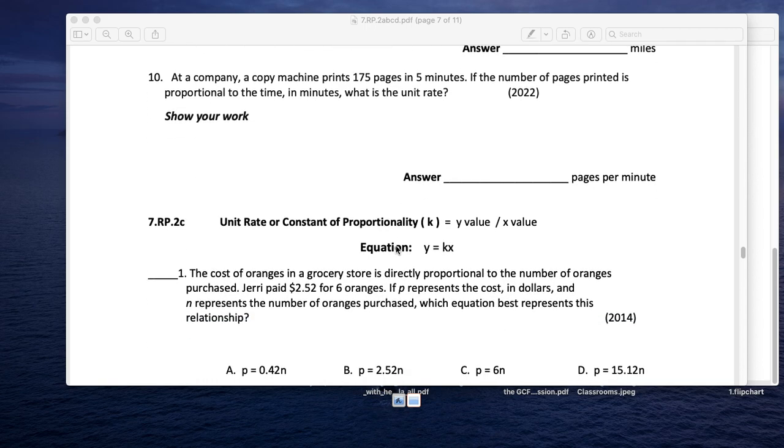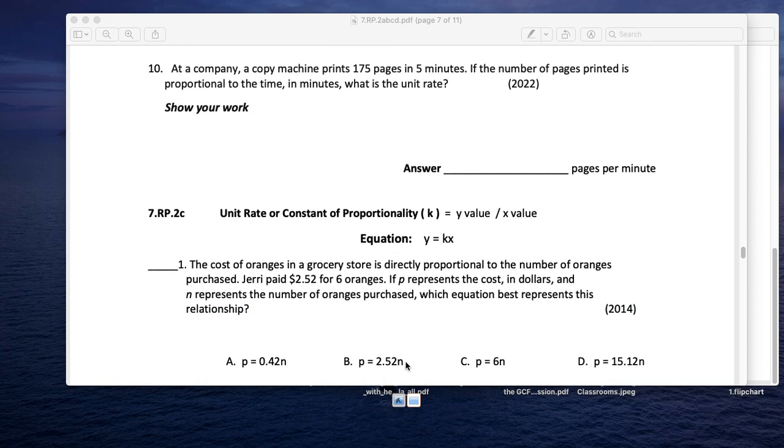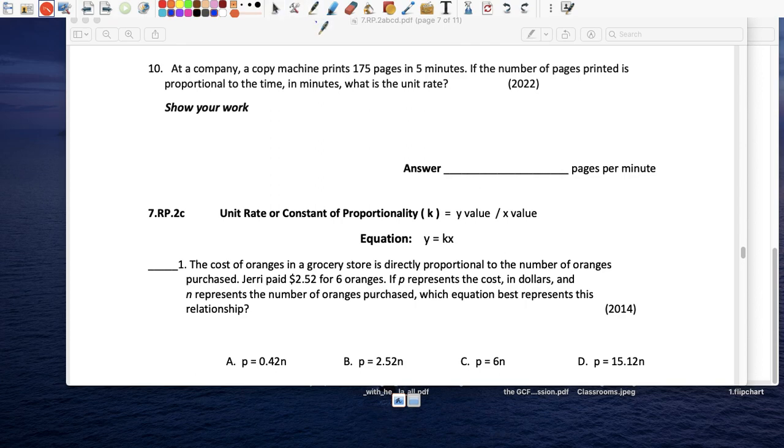Company works, okay, 2022. 175 pages in 5 minutes. Show your work. So I'm going to start with that. The number of pages printed is proportional to time in minutes. What is the unit rate? Well, basically they're asking us in 1 minute what's the total number of pages. Well, divide by 5, divide by 5. Could have done that. 175 divided by 5 gives you 35. So the unit rate is 35 pages in 1 minute.